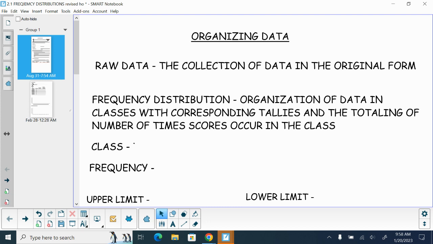Okay. A frequency distribution is an organization of data in classes with corresponding tallies and totaling of the number of times scores occur in the class.